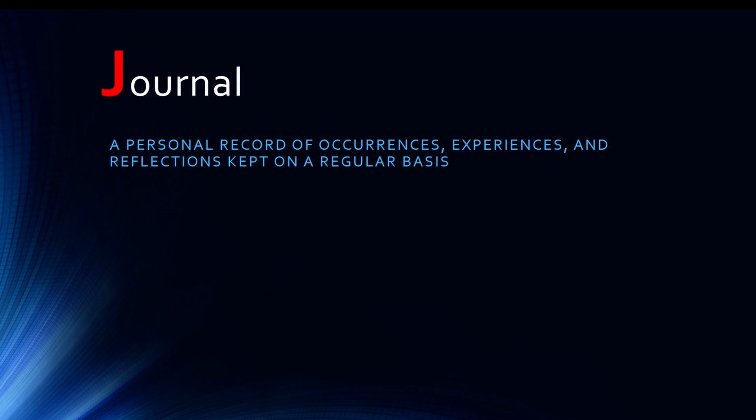Next on the list is J. J is for journal. Every trader should have a journal, a personal record for occurrences, experiences, and reflections kept on a regular basis. I have a journal. I have a log of every single trade that I've taken, a reason box for why I took the trade, an entry point, a stop point, a profit, and if the trade continued to go in the direction and why I didn't go with it, or if the trade went against me and why I stopped out of the trade completely.